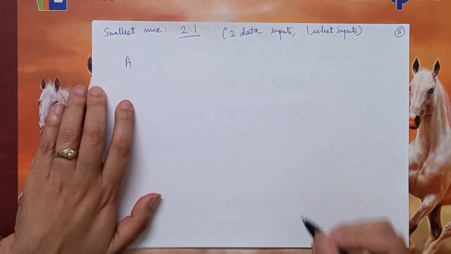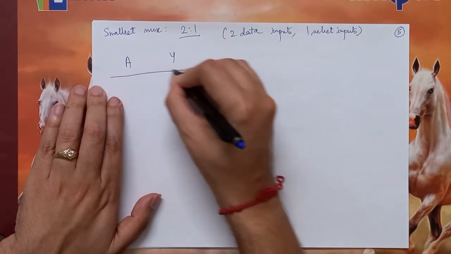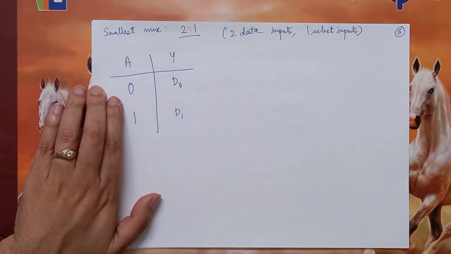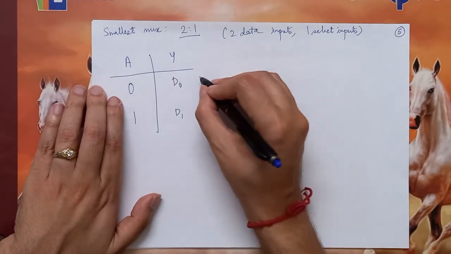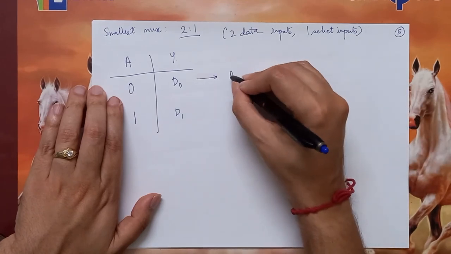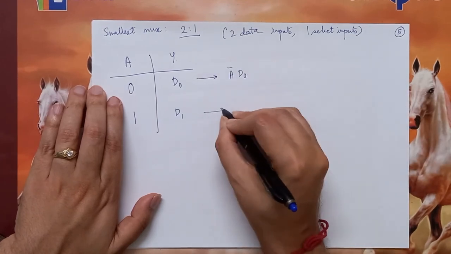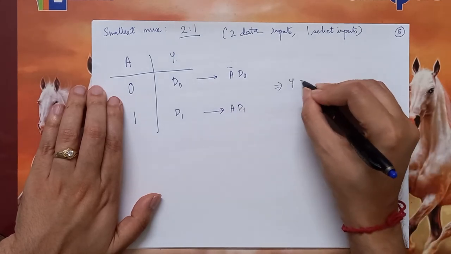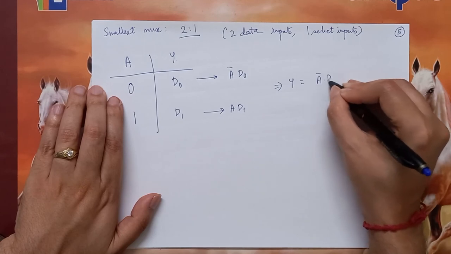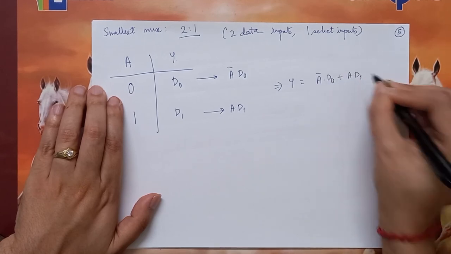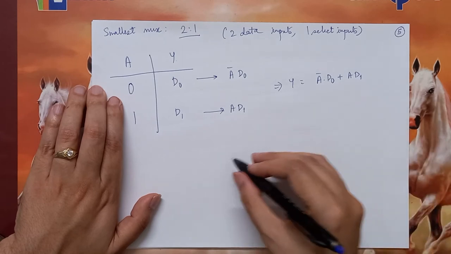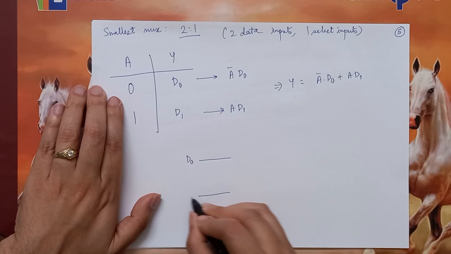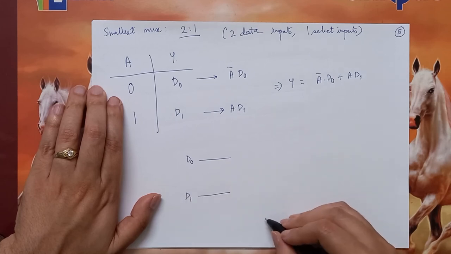So therefore, A and Y. A could be 0 or 1, Y could be D0 or D1. So therefore, again using the same minterm logic, we can write this as A bar dot D0, plus A dot D1. So therefore, Y will be A bar D0 plus A D1. So therefore, in a very simple sense, you can show that this is D0, D1, and the mux will look like this.